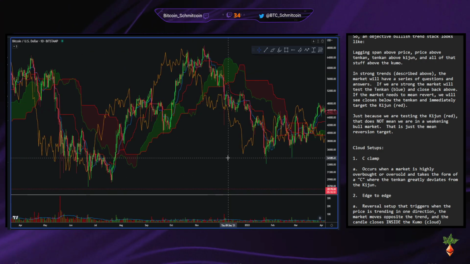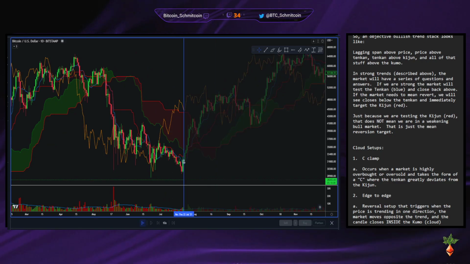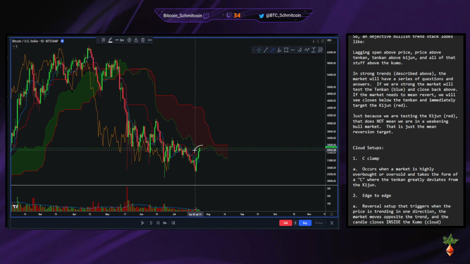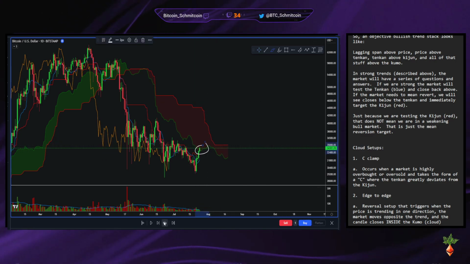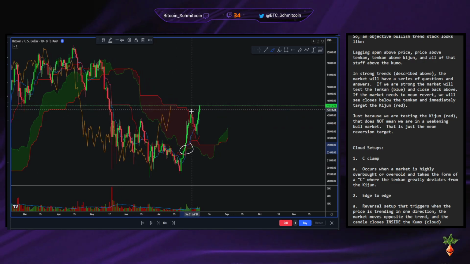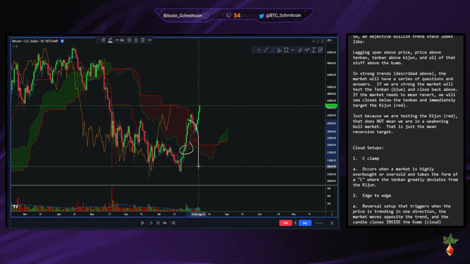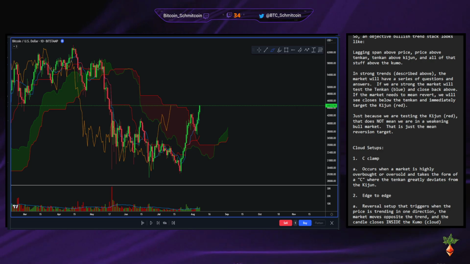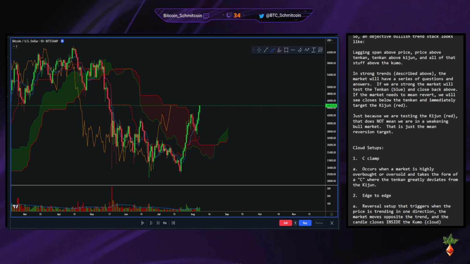So these are way more common. Here's an example of one right here, right? If we went back in time, here's our edge to edge. It closes inside, and it targets the other side. Sometimes it breaks out. Sometimes it just slaps the other side and comes down. There are some criteria that make this a little bit more predictable. The flatter the opposite side of the cloud is, the less likely it is to break out, and it will just be a mean reversion target.